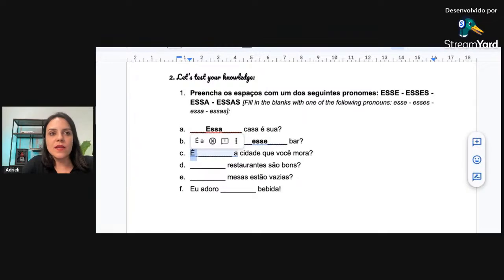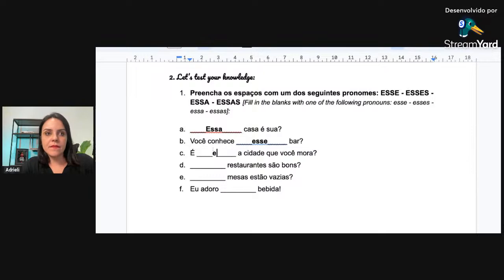Okay, what about this one? É a cidade que você mora? So what should we put here? Remember, cidade is a feminine noun and it's in the singular form too. So which one we're gonna add here? É essa a cidade que você mora? Ok? Isso, muito bem. Vocês estão acertando tudo.